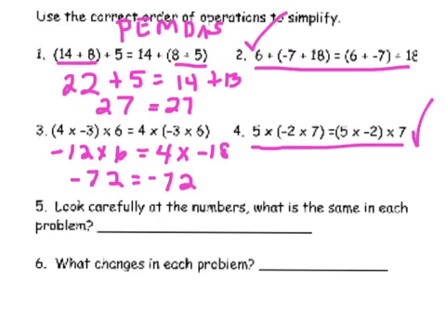Okay, it says look carefully at the numbers. What is the same in each problem? Now let's check this out. I'm going to use a little arrow this time. Okay, right here, I have 14, I have 14. I have 8, I have 8. I have 5, and I have 5. Okay, let's look at this: 4, 4, negative 3, negative 3, 6, 6.